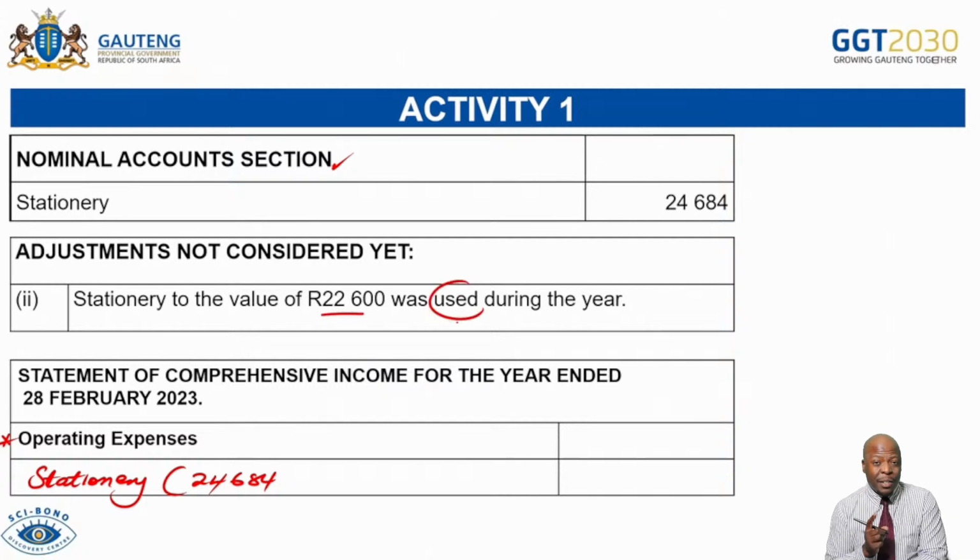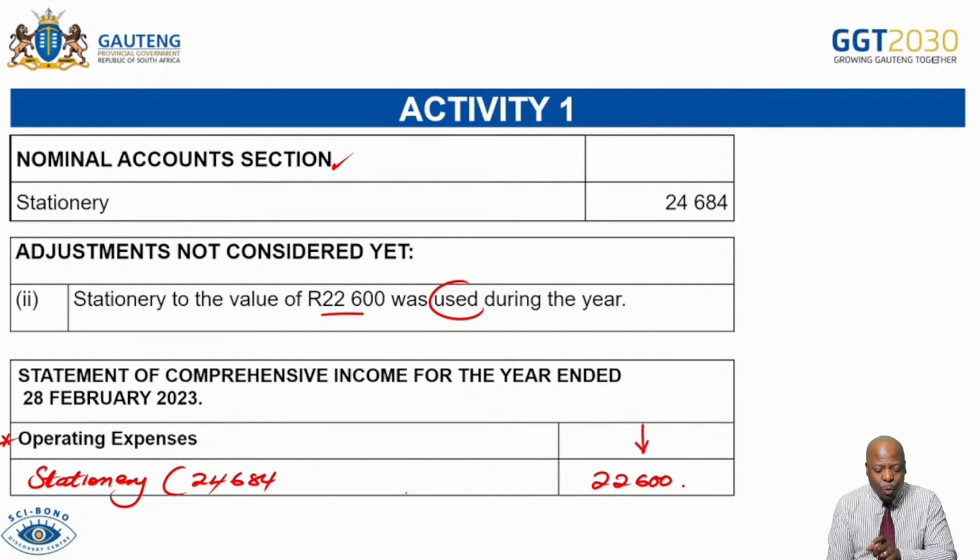The key word is used, because we know that here we're going to show the amount that we have used. Our expense for the year is what we are looking for. So the examiner has, in this case, given us the 22.6, which was used. So the used amount is what I bring here, and that is my 22,600. I bring it here in this last column. That is what was used.